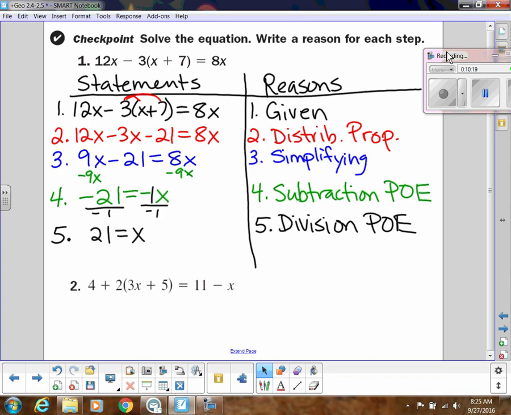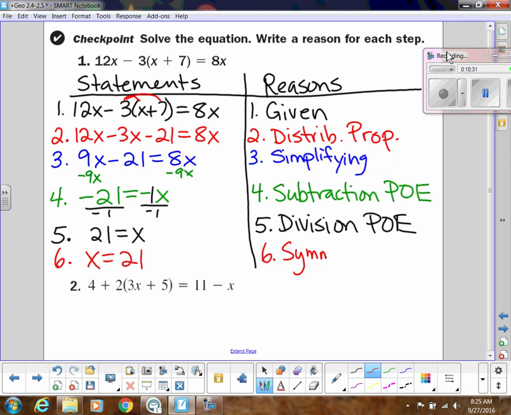If you wanted to, you could write it like this for your sixth line. And what would that be called? That's the symmetric property, because all we did was switch which side it was on.